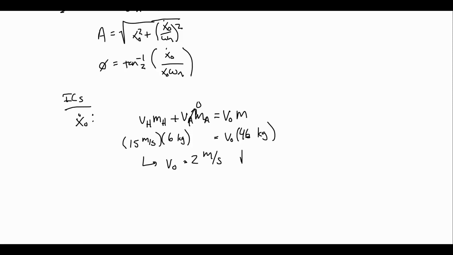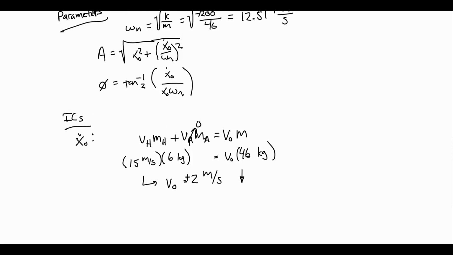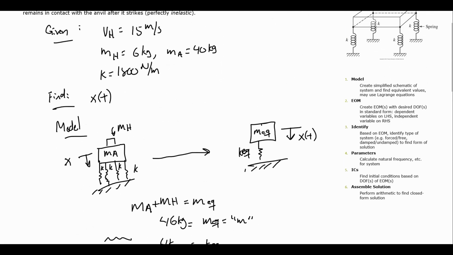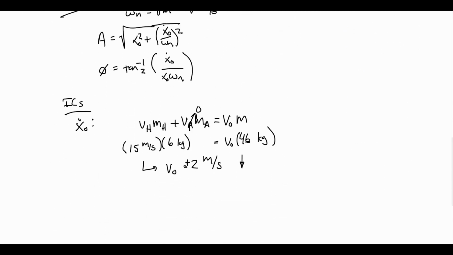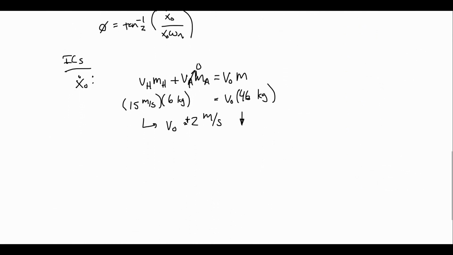So if we do that calculation, we get 2 meters per second. And it will be traveling down, so that is indeed positive. We want to be careful of the sign here, because from the model, I assigned x to be positive down. So when they collide, the anvil and hammer system will also be traveling down, so this is a positive value. And then this is the x dot naught. They're going to be the same thing.